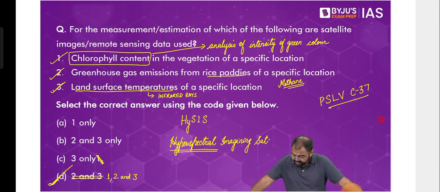Option 2 is not clear. Why rice paddies? Not rice paddies specifically, the greenhouse emission, because we also want to understand the impact on climate change from these kinds of rice paddies. So that's why those kinds of determinations can also be done from there.